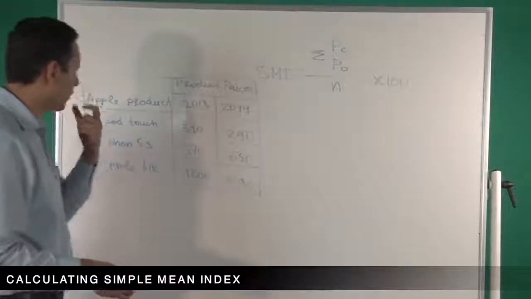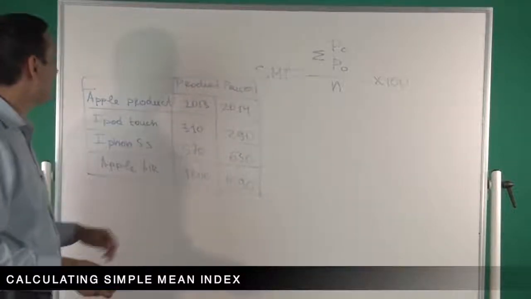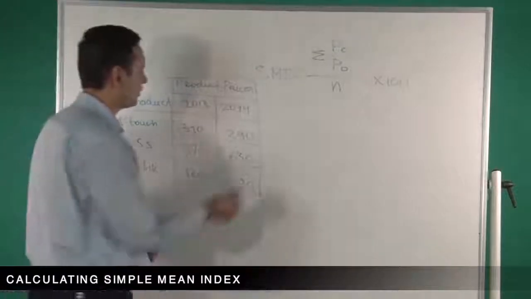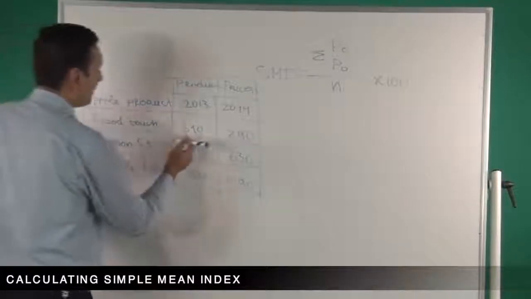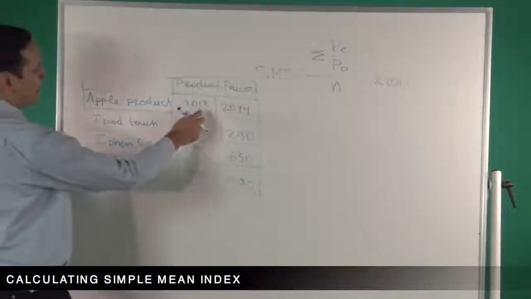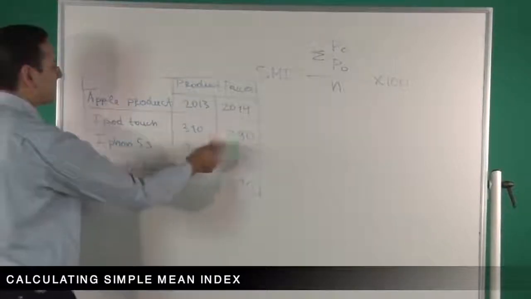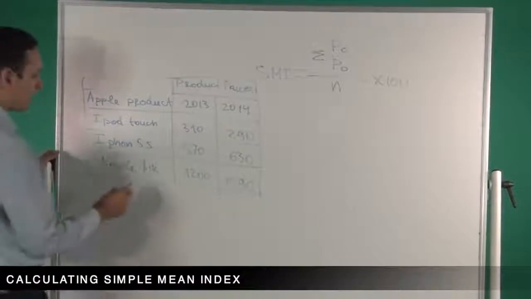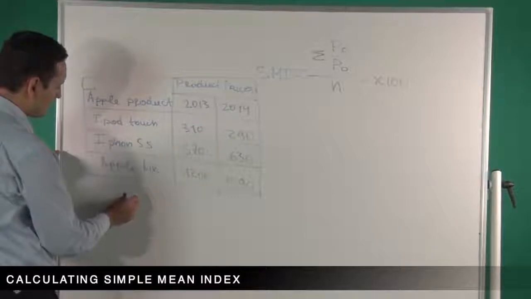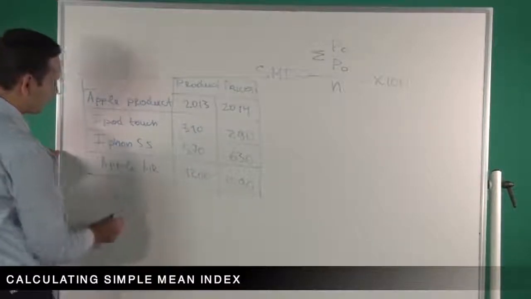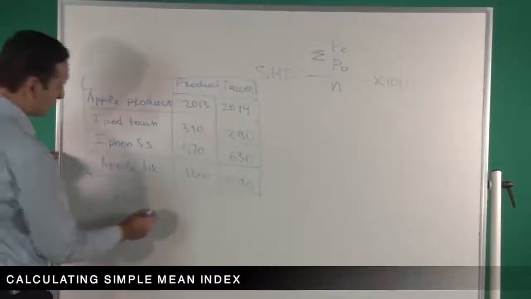All right, so what we want to do is we want to find out the price change of each of the items separately. So in order to do so, we start from iPod Touch. So iPod Touch was $310 in 13 and $290 in 2014. So the price has actually decreased. So in order to see the change, what we do is we divide the current price by the previous price, plus we look at iPhone 5S prices.